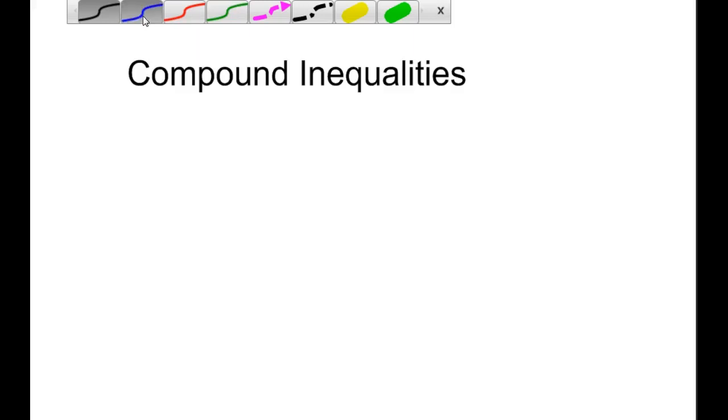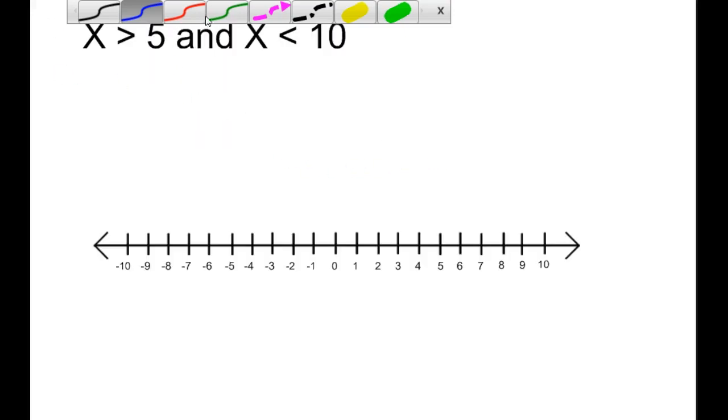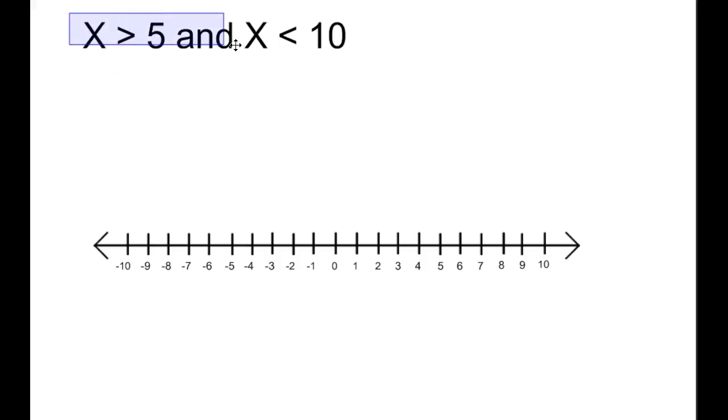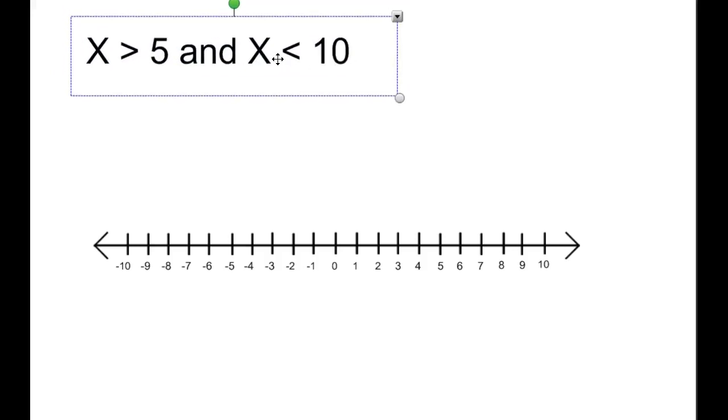Hello class. So today we're going to talk about compound inequalities. Compound inequalities are inequality statements that have an "and" or an "or" statement in them. So let me give you some examples. For example, say you had x is greater than 5 and x is less than 10. In this case, the solution is something that satisfies both parts of this.